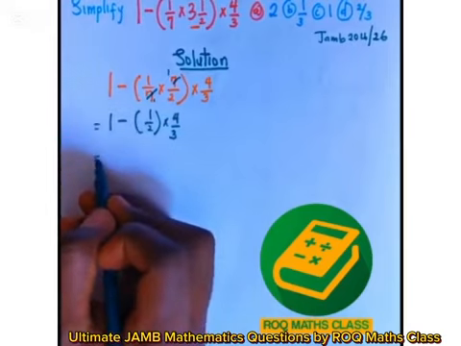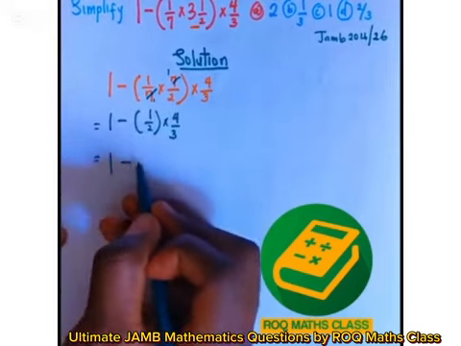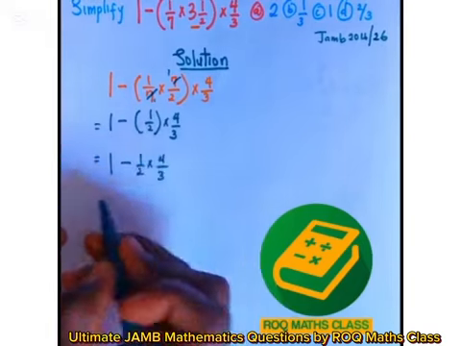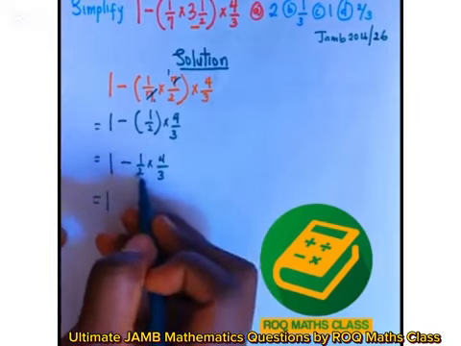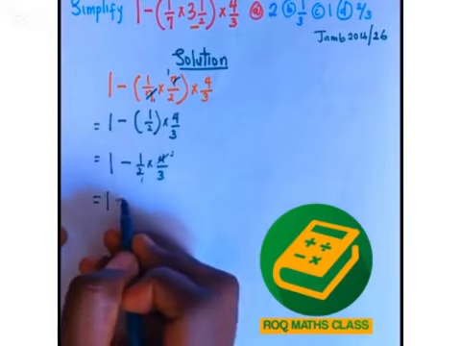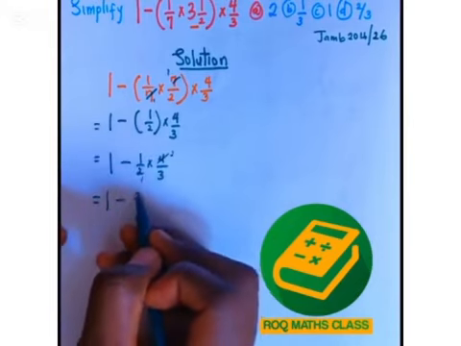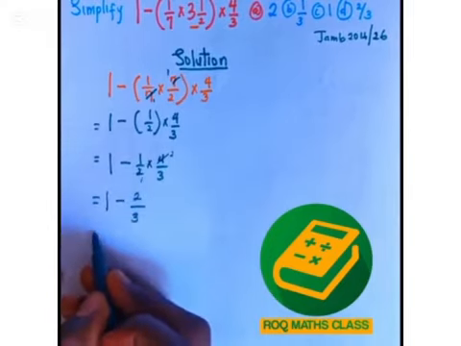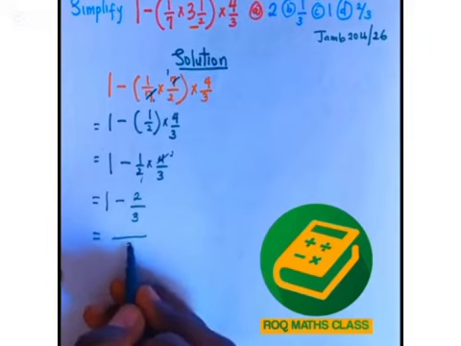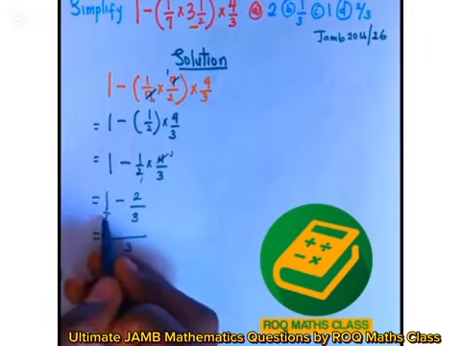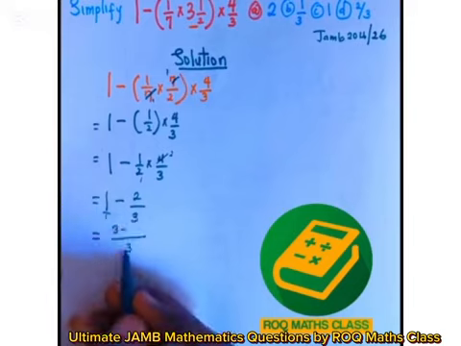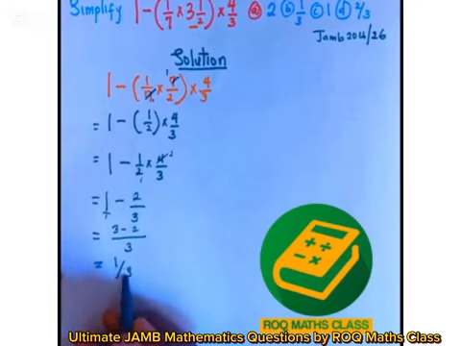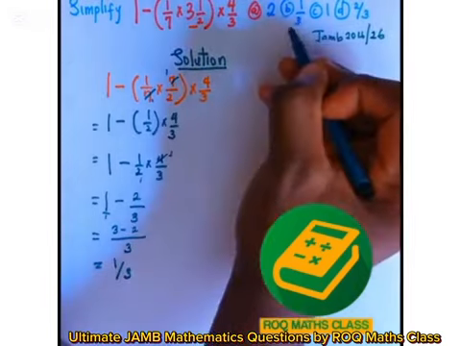And this can be written as 1 whole number minus 1 over 2 times 4 over 3. So I'm going to have 2 cancels with 4 giving 2, so minus 1 times 2 is 2 over 1 times 3, I have 3. So if I want to solve this, it is the same thing as 3 over 1 minus 2 over 3. 1 times 3 is 3, so I have 3 minus 2 over 3. So my final answer is 1 over 3, which is the same thing as option B.